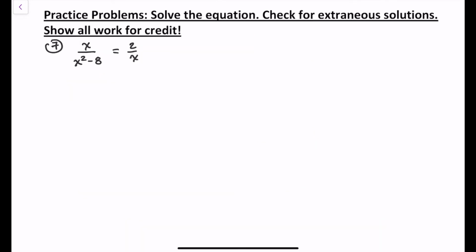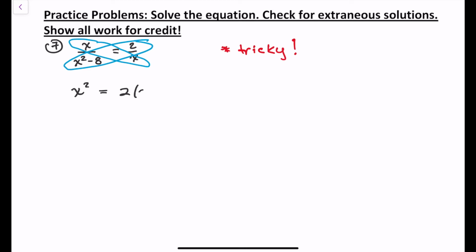Okay, just a few more here. So number 7. So this one is pretty straightforward, but it can be tricky. So let's see how you did. So for this one, I would cross multiply. So I get x squared on the left, and then 2 times x squared minus 8. And I want to make sure and distribute. So I get x squared equals 2x squared minus 16.